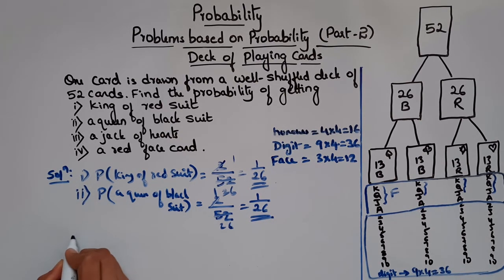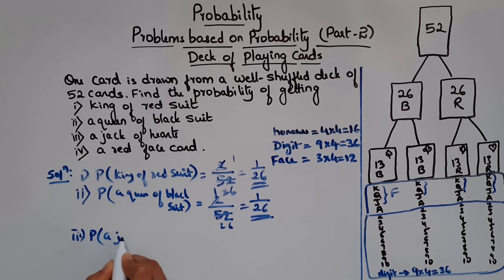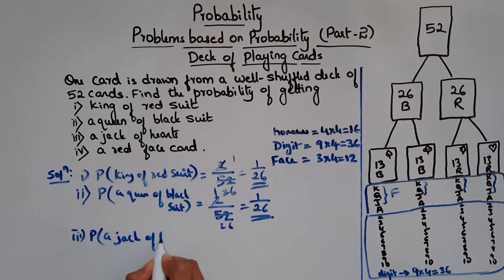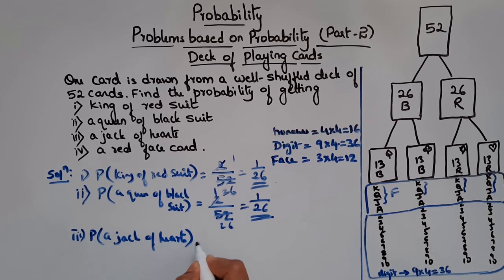Now let's see the third one. What is the probability of getting a jack of hearts? Which is equal to, here also the total possible outcome is 52. And in the numerator we have the number of outcomes favorable to E. E here is getting a jack of hearts. So how many jacks of hearts are there? Only 1 jack of hearts, right?